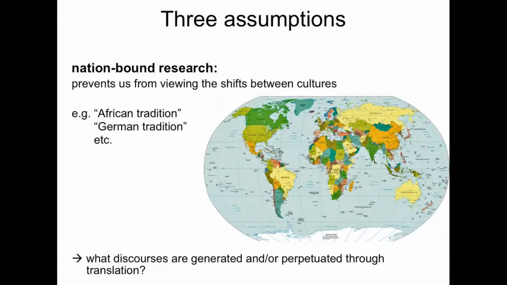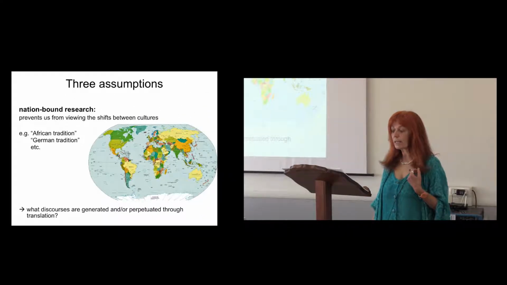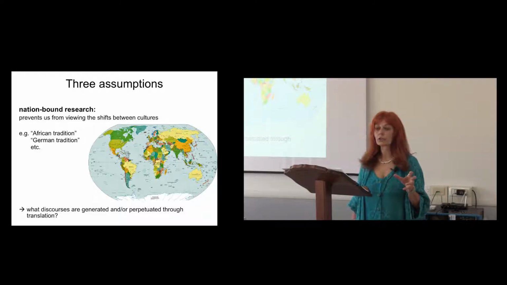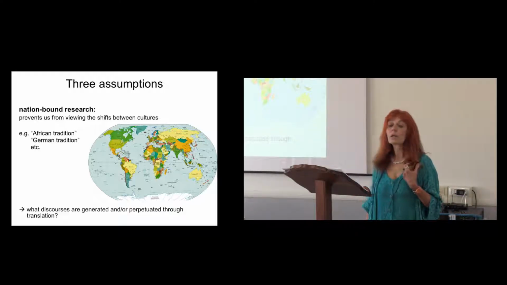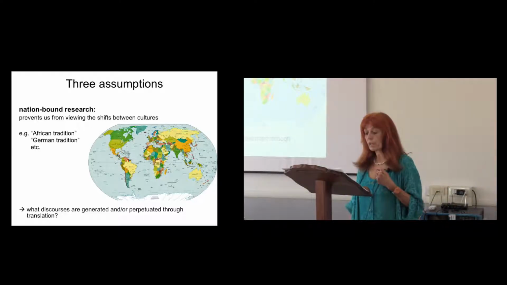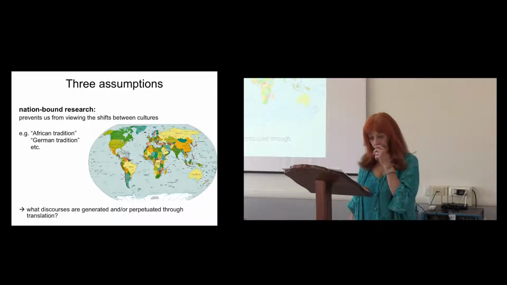So one of these categories is the concept of nation. What is the problem about nation? The problem about nation is obvious, but what is its problem, especially in the context of translation history, where it is so widely used? My second assumption is that nation-bound research prevents us from focusing on the shifts between cultures, so a view which is inherent to our research on translation, so also on the continuous flow of cultures or societies, especially once we see them construed through translation.